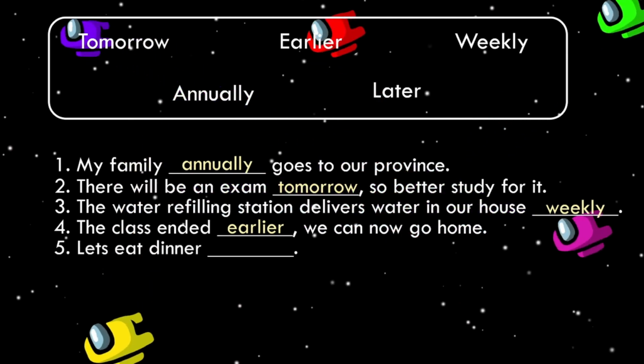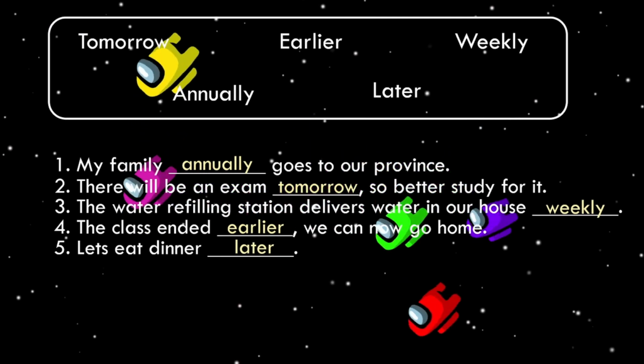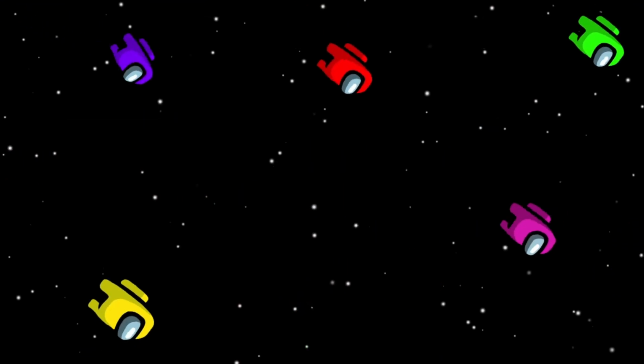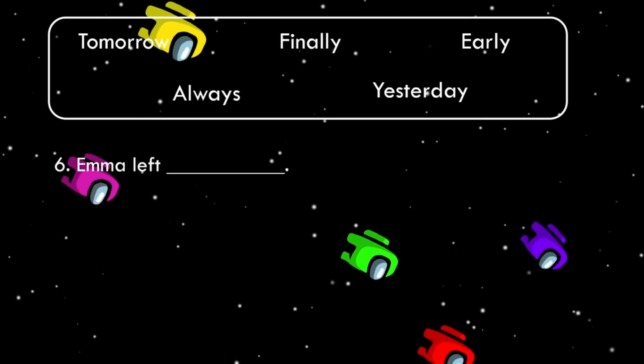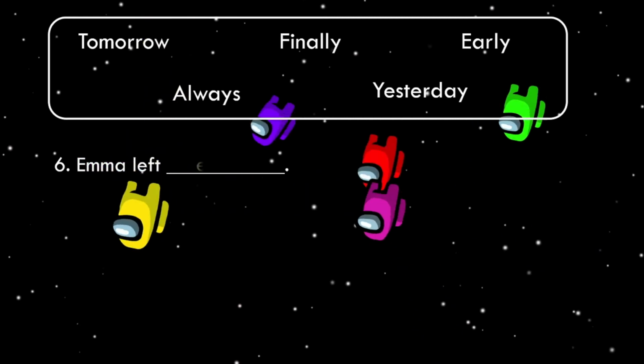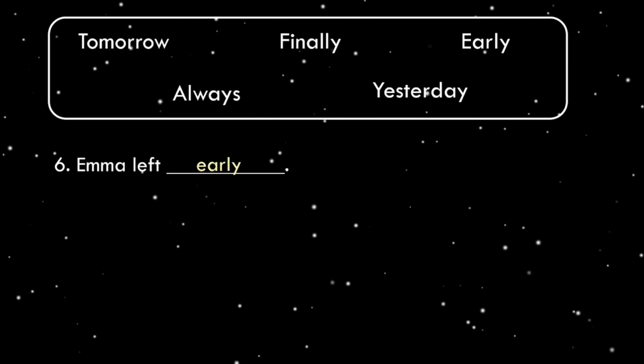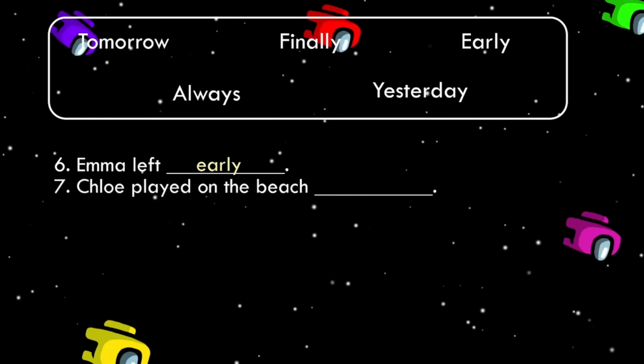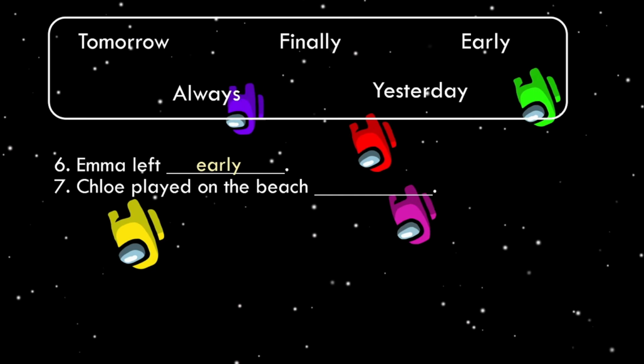Number 5. Let's eat dinner blank. What do you think is the right adverb of time? Good job! It is later. Let's eat dinner later. Number 6. Emma left blank. What do you think is the correct adverb of time? You're right. It is early. Emma left early. Number 7. Chloe played on the beach blank. What do you think is the correct adverb of time?